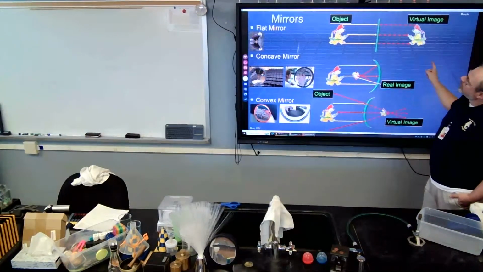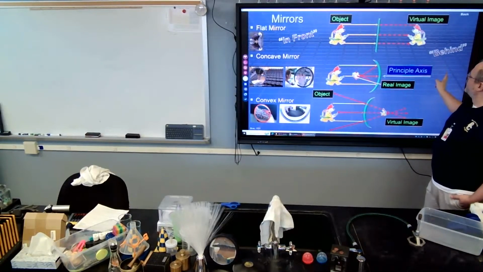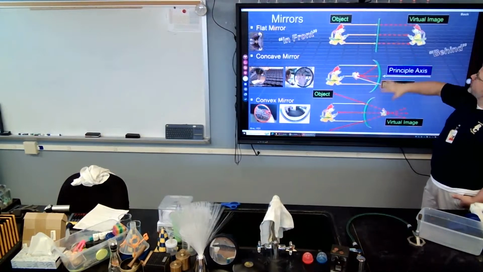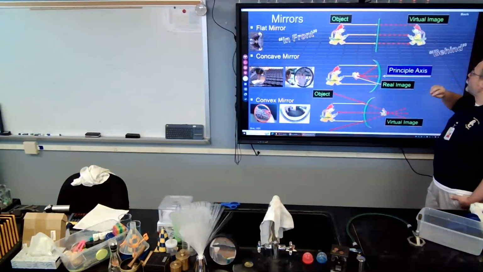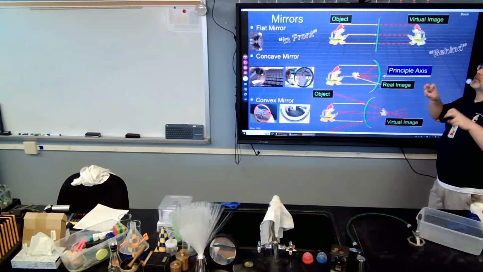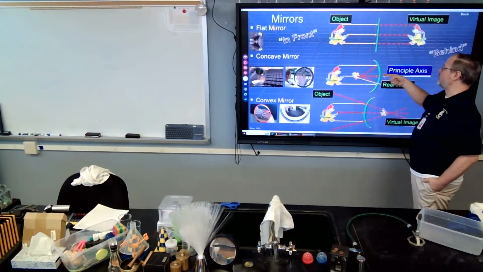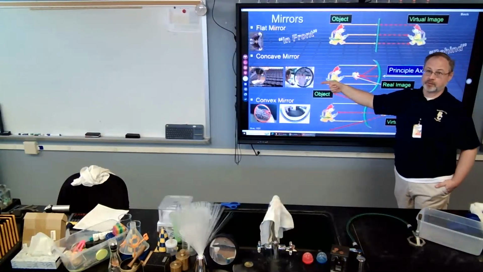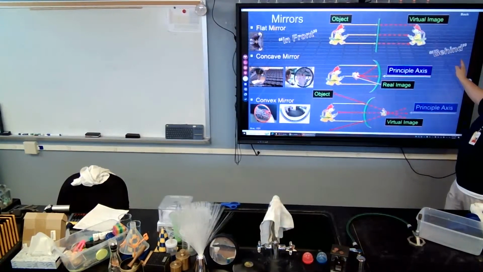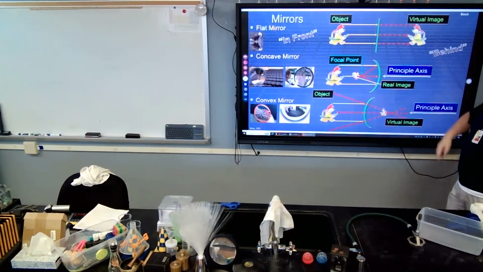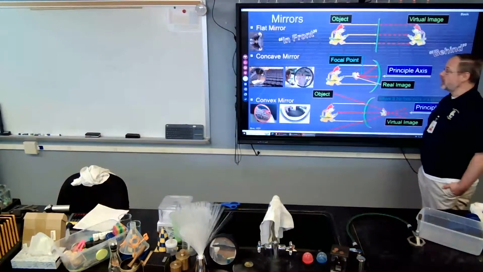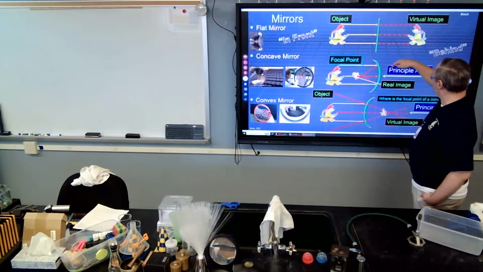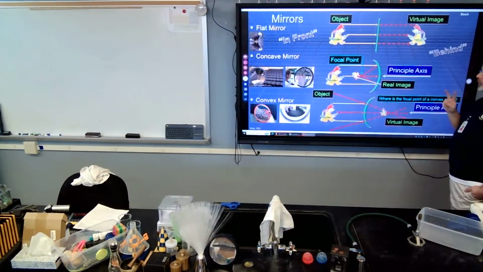Moving right along. In front, behind. We're going to basically take this simple design and add a layer of complexity to it. But if you ever hear the word principal axis, that's the thing that runs perpendicular to the plane of the device. So if the device is vertical, the principal axis is going to be horizontal. And the point at which the rays converge, either on the real side or the virtual side, is called the focal point, usually given the letter F.